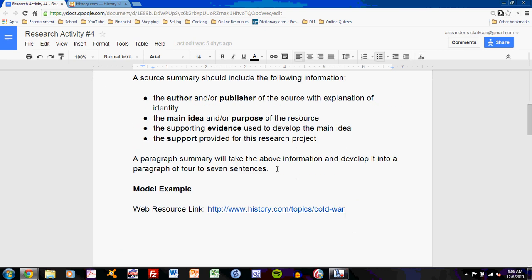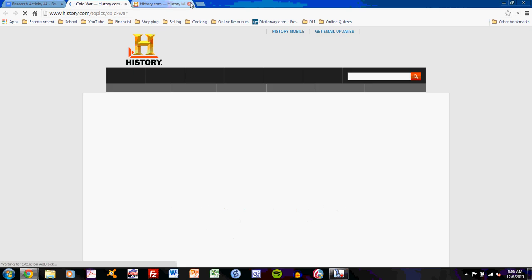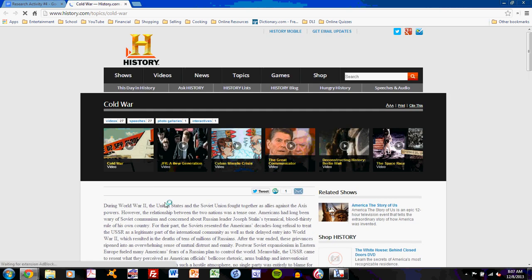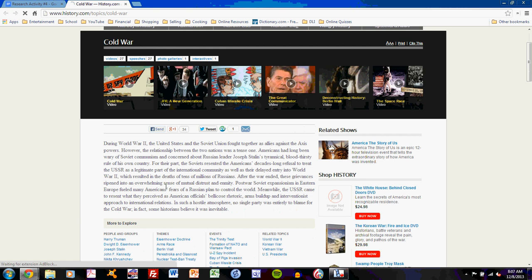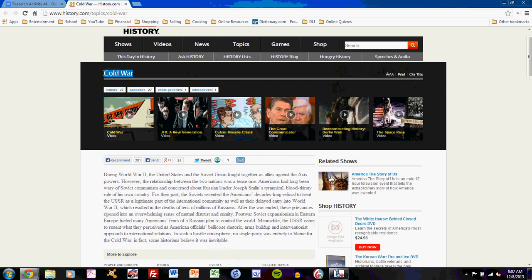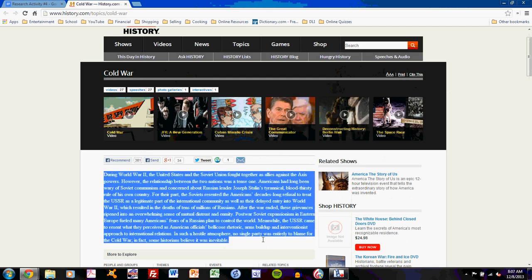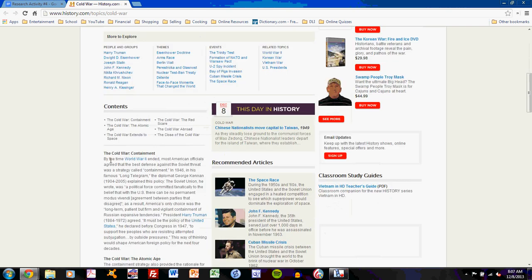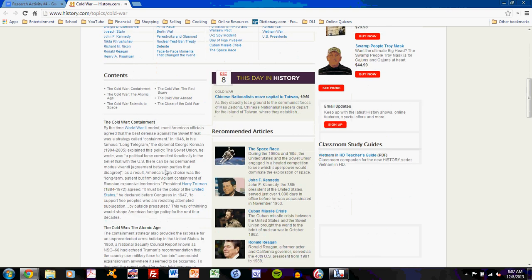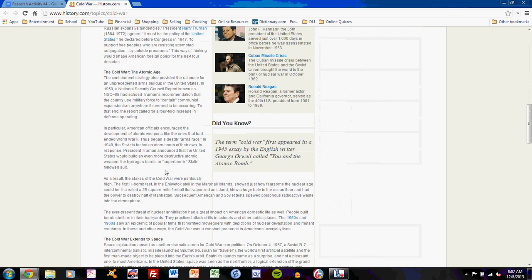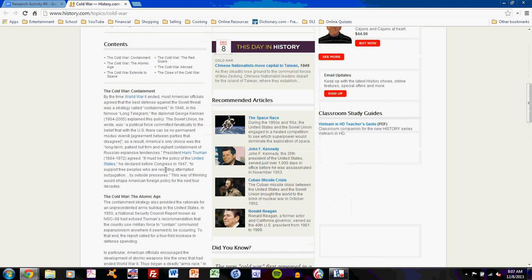The next question is the main idea or purpose of the resource. So, looking at it again, as we scan through, we can see that this is an entry on the Cold War in sort of an encyclopedia format. This first section gives me a general discussion of what the Cold War was overall. Later, I get contents of different entries about the Cold War. I see Cold War containment, Cold War the Atomic Age, the Cold War extends to space.